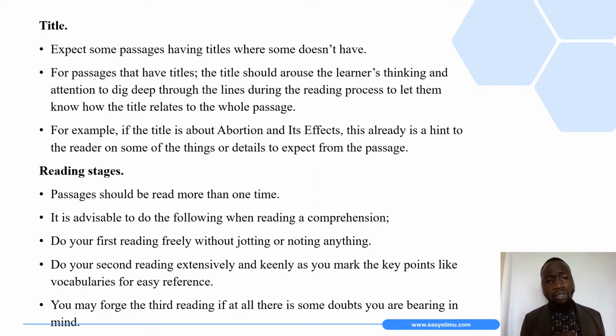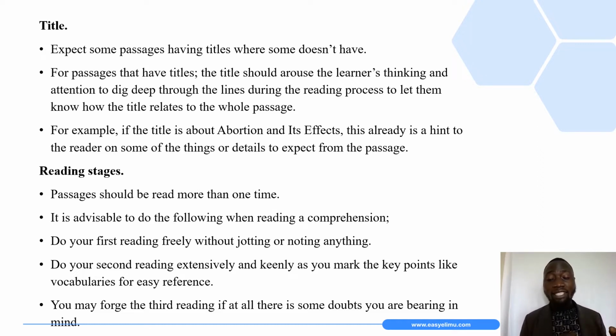So on to the next part, that is now the reading stages. This basically talks about the number of times you are supposed to go through a passage before settling down to give the answers to the questions asked. Under reading stages, the first thing that you are supposed to remember is that passages should be read more than one time.